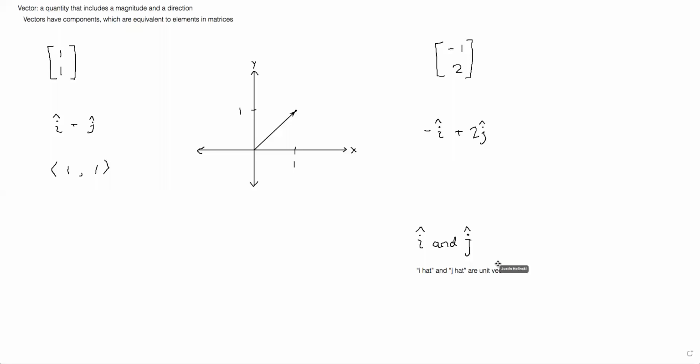So we pronounce these i hat and j hat. They're unit vectors. So we have a decent understanding of what vectors are by this point. We've covered a little bit, but what does the word unit mean?